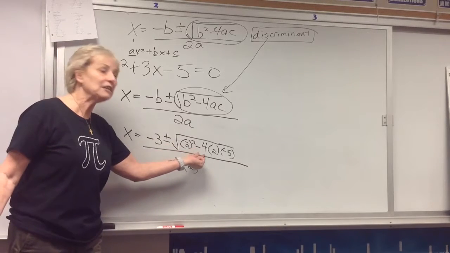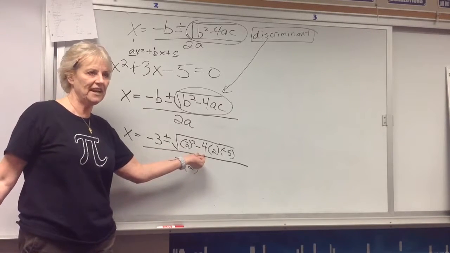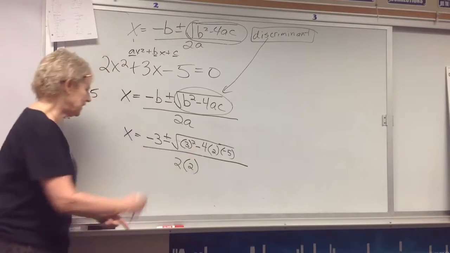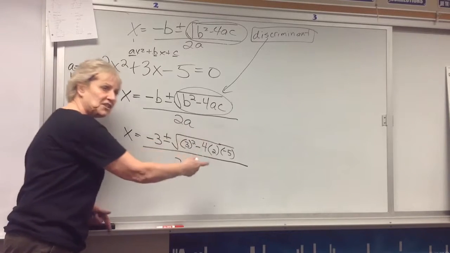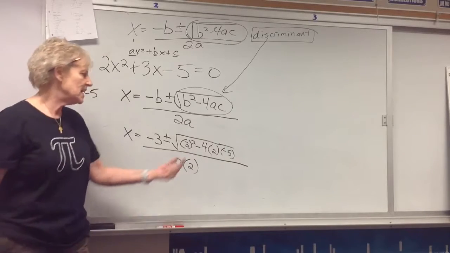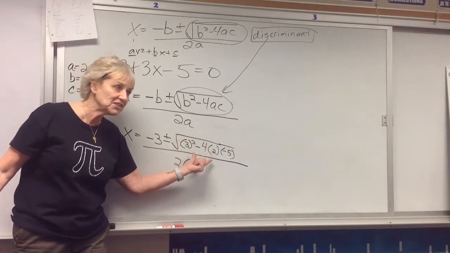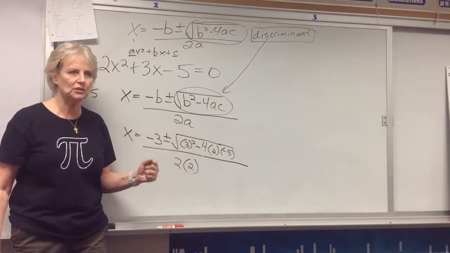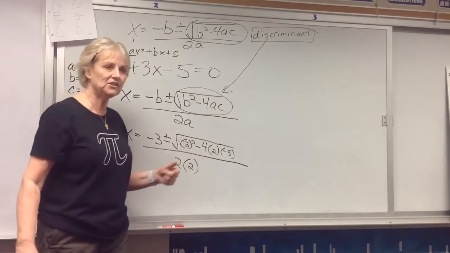If this is a 0, how many solutions do you think you're going to have? 1, because -3 plus 0 and -3 minus 0 is the same thing. Now, if you get a positive number here, there's 2 solutions. And this one's going to give us 2 solutions.